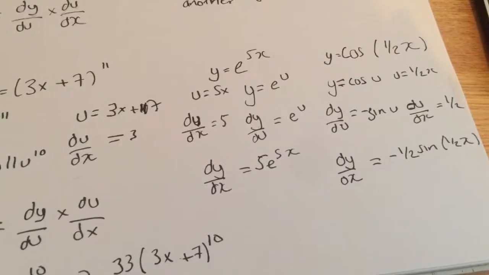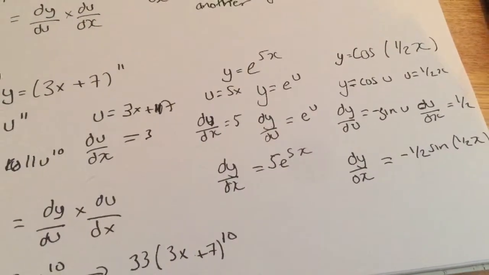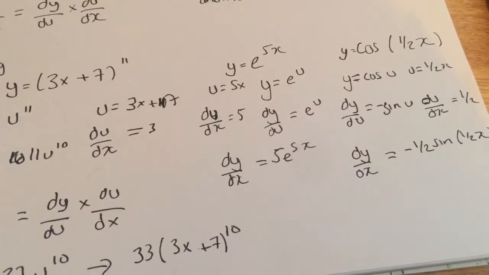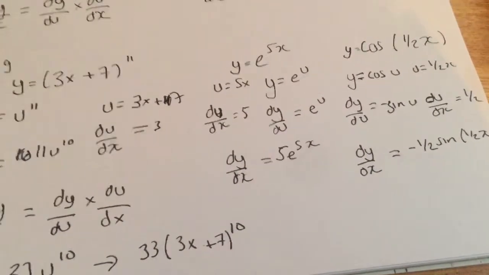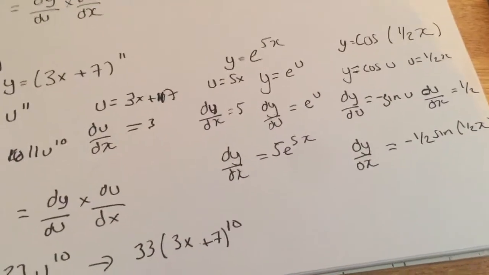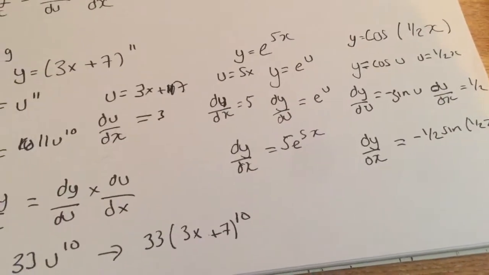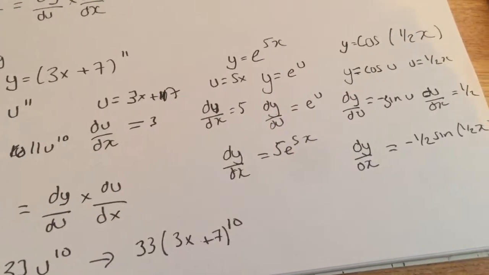Here we've got that u is going to be 5x. Differentiate that, you get 5. y is now e to the power of u, and we know that e to the power of anything differentiates to just e to the power itself, as long as it's just the sole letter without any coefficients. So e to the u differentiated is just e to the u. Multiply those together, you get 5e to the u, which is 5e to the 5x.